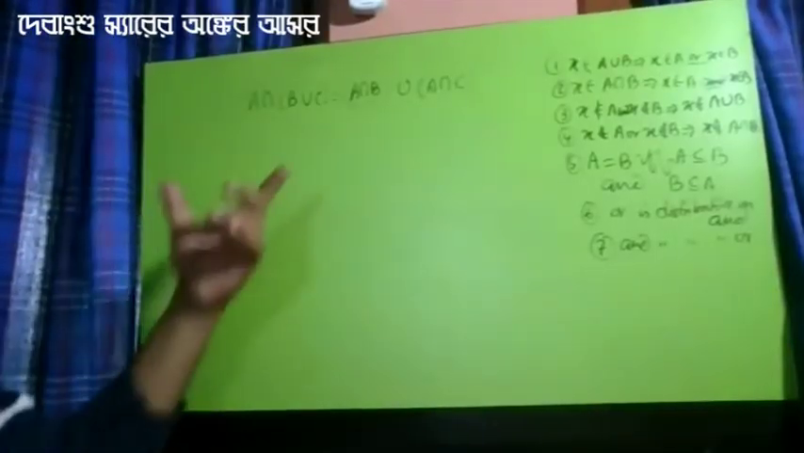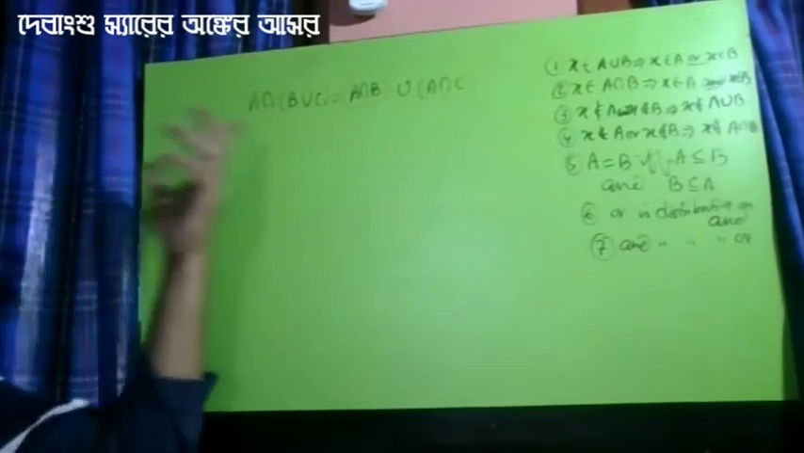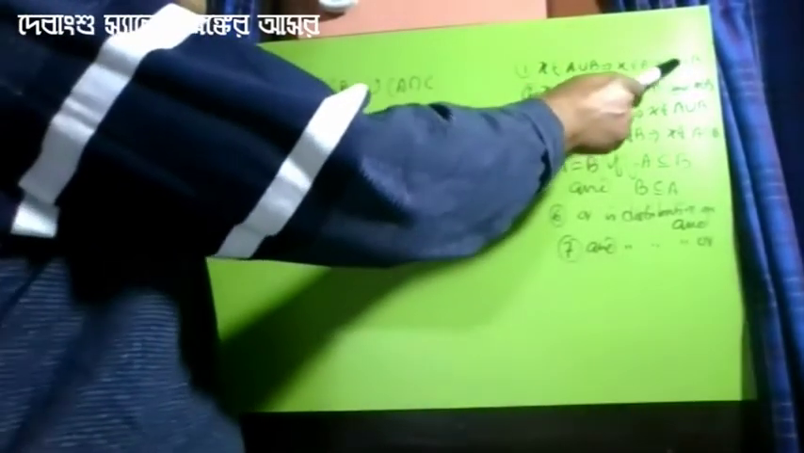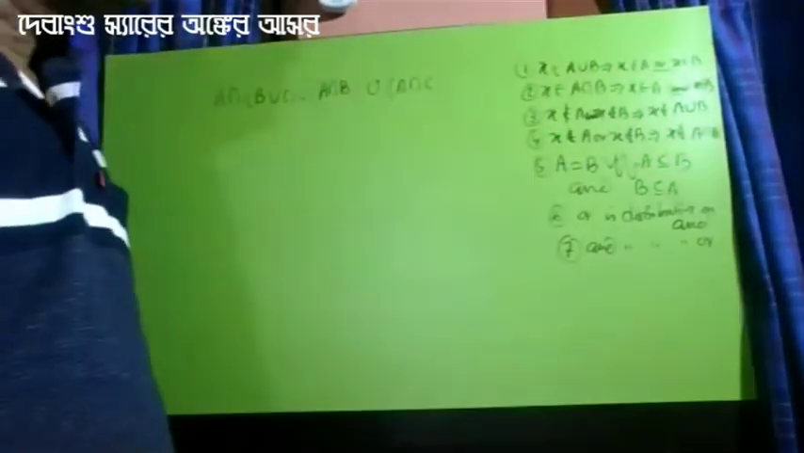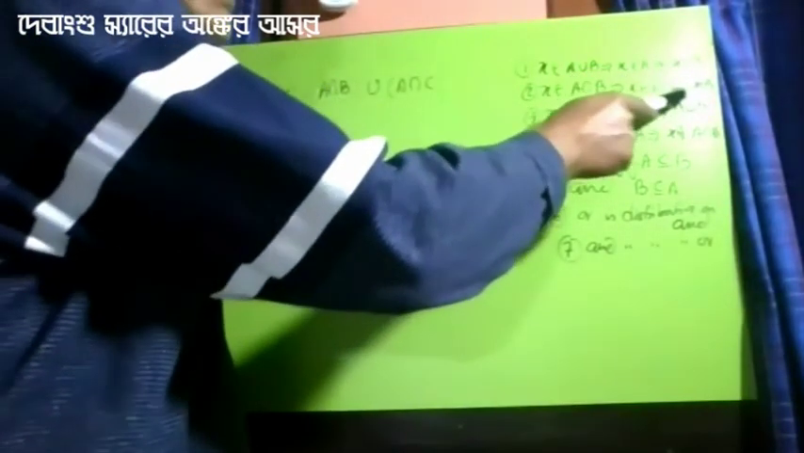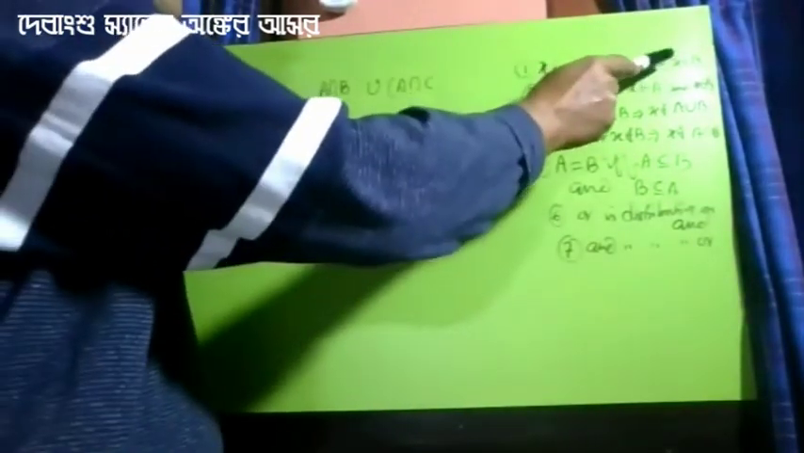Now we are going to prove some theorems of sets. And to solve these theorems, we will need these 7 things. First, X belongs to A union B implies X belongs to A or X belongs to B. X belongs to A intersection B means X belongs to A and X belongs to B. Next, see, "and" means intersection, "or" means union.